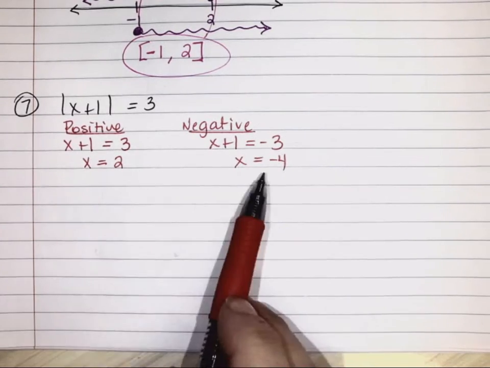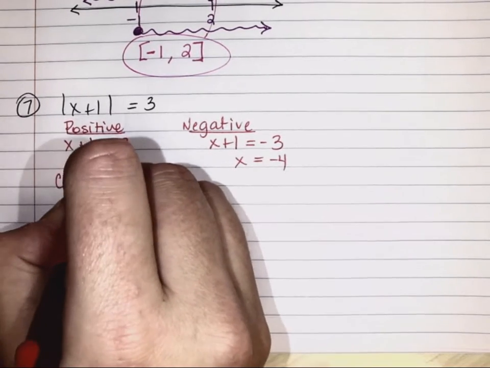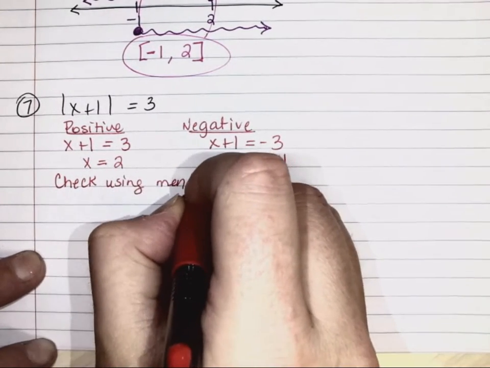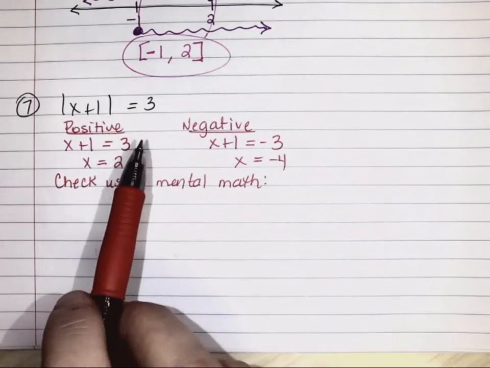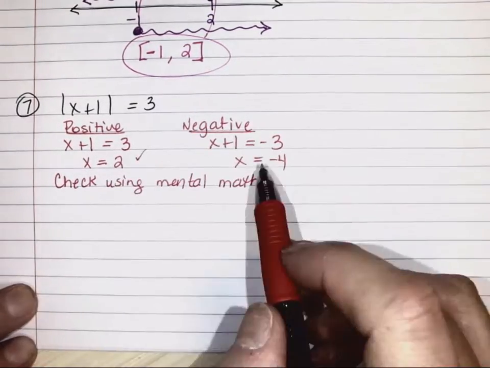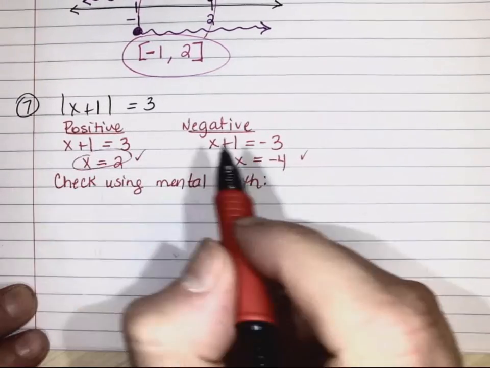You have to take those and plug them in to check when it's an equation. So check using mental math if you want to. So x equals 2, 2 plus 1, absolute value. So that one works. -4 plus 1 is -3, but the absolute value of it is 3. So they both work.